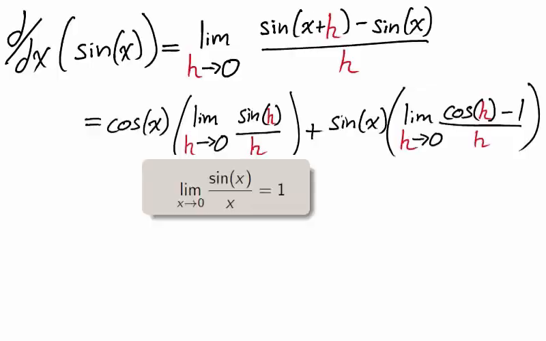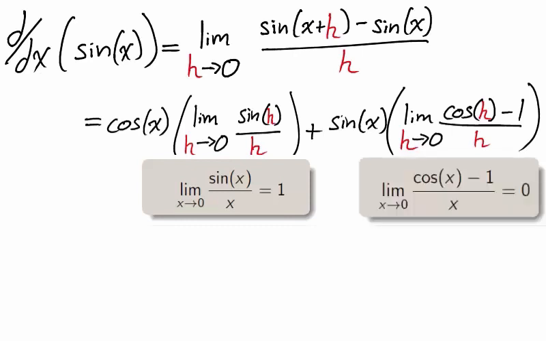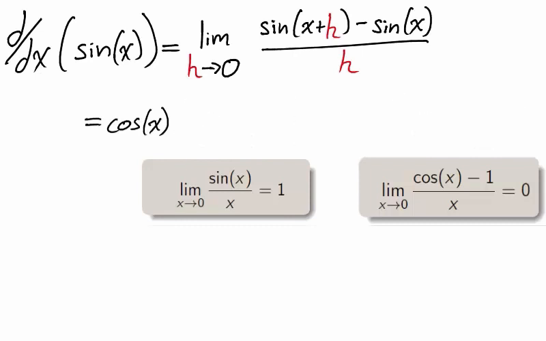Wow, that was an intense diversion from derivatives. Where were we? That's right. We almost had the derivative of sine. We only had to calculate two limits. The first limit we've just calculated as 1, and to save time, I'll tell you that the second limit is 0. Therefore, the derivative of sine is cosine.